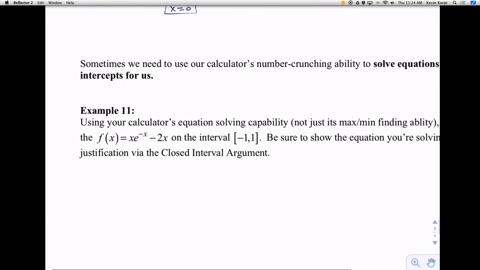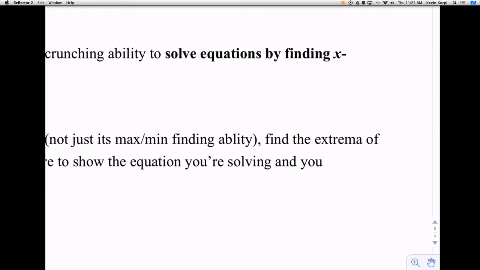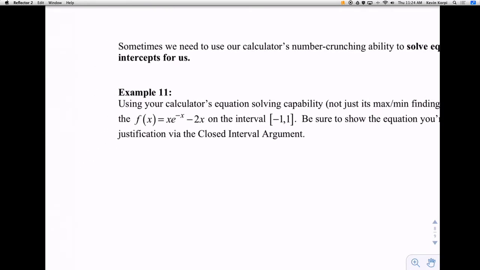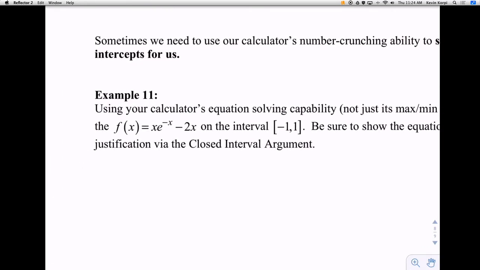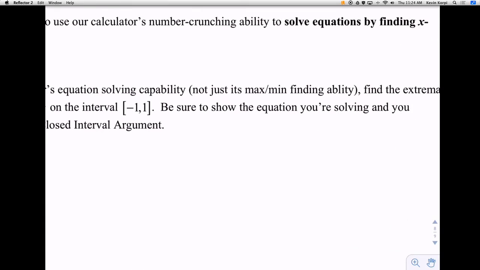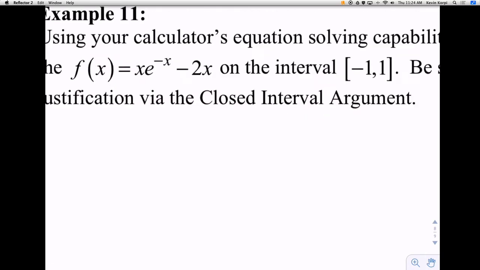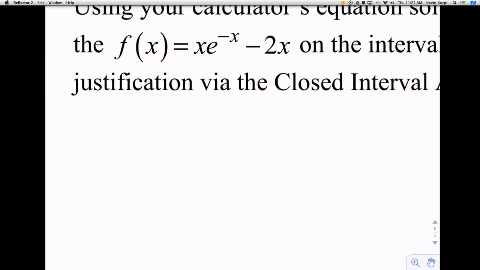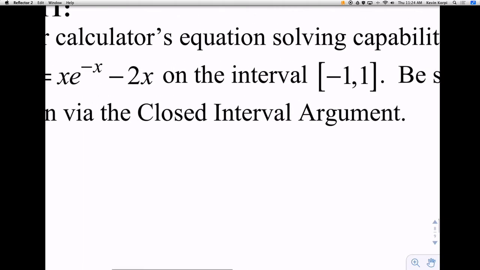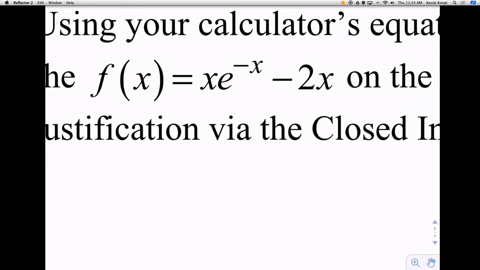All right, sometimes we need to use our calculator's number crunching ability to solve equations by finding x-intercepts for us. Okay. Use your calculator's equation solving capability, not just its max-min finding ability, to find the extrema of this function. Okay, so here we go. We're on a closed interval from -1 to 1. Is this function continuous on that interval?